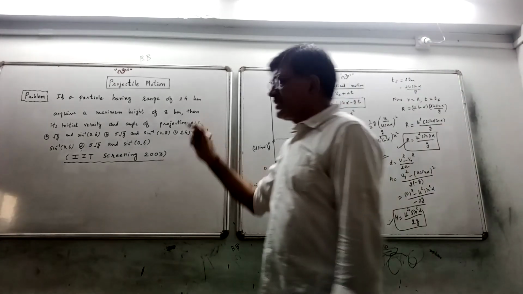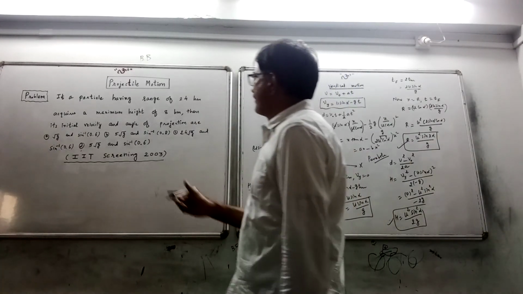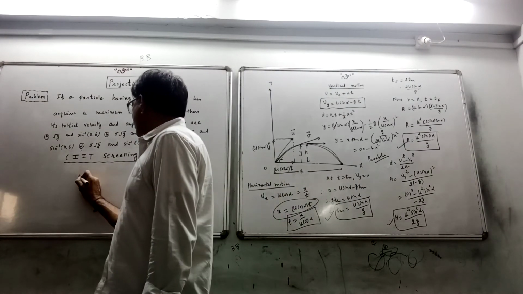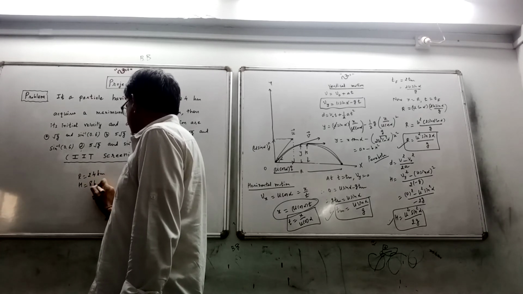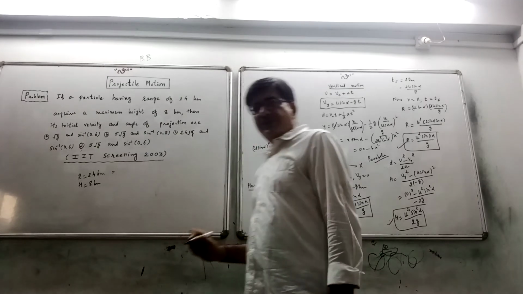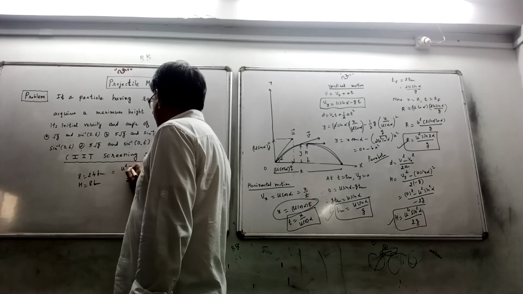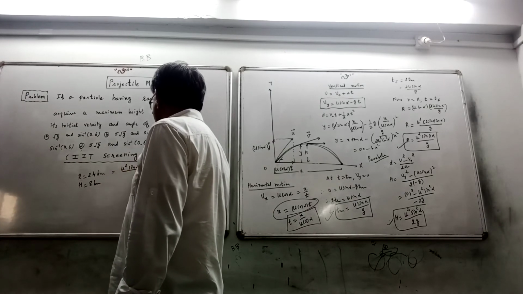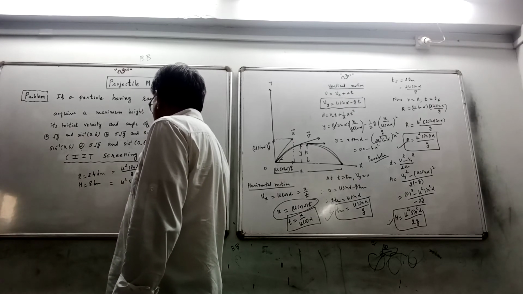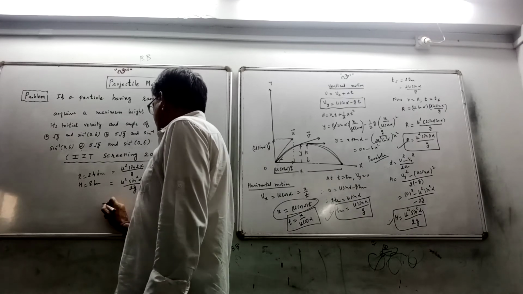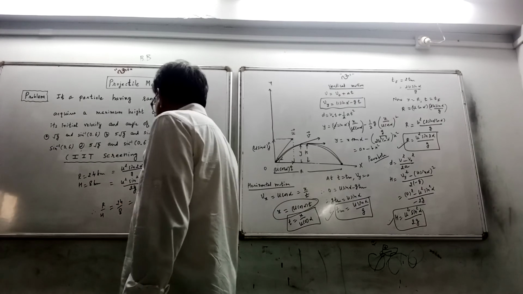Now for this numerical problem, let us apply these formulas. They have given that the range is 24 km and the maximum height is 8 km. As I told you, the range has the formula u square sin 2 alpha upon g, and h has the formula u square sin square alpha upon 2g. So taking the ratio, R by h, that is 24 by 8, will be equal to u square.